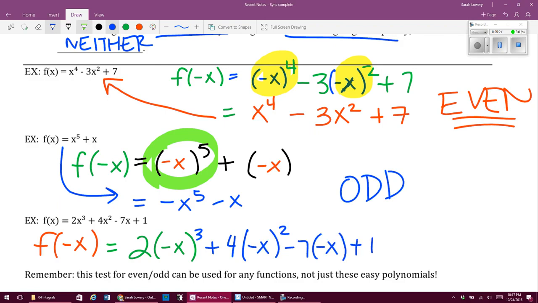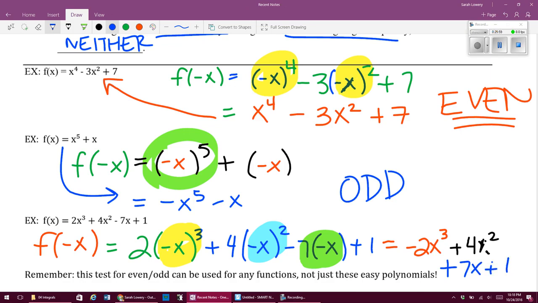All right, so let's do this. If I plug in negative x everywhere I have an x, starting with this, I have negative x to an odd power, which will stay negative. So negative 2x to the third. So that sign changed. To the next one, I have a negative x squared. That's going to become positive. So plus 4x squared. And then my next one says negative 7 times negative x. That's going to become plus 7x. And then my 1 is still hanging out on the outside.